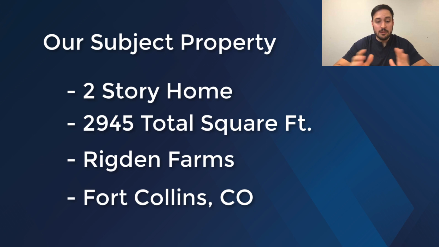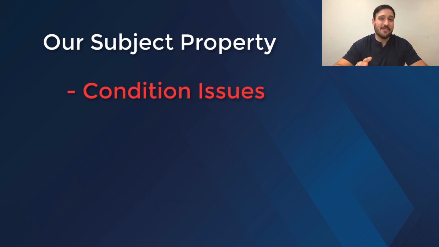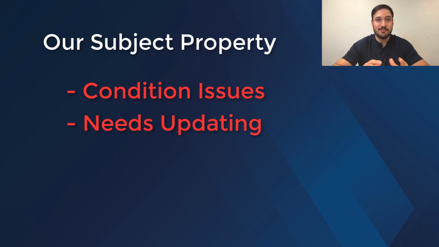Now, a couple of key important things to point out about this house is that it does have a couple of condition issues. It was hit by hail, and so it's in the middle of being repaired, as well as the inside could use some fixing up. But other than that, that's the only real feature that's going to stand out in this neighborhood. So this is our basic home we're looking at.